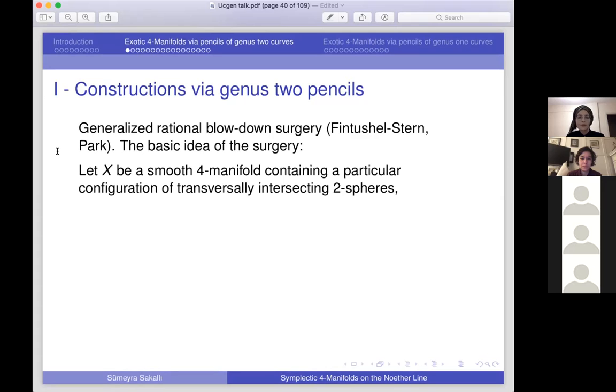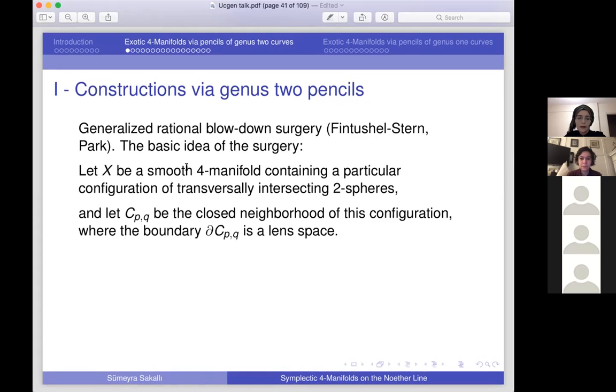Let's say that you have a smooth 4-dimensional manifold X, and let's say that it contains a particular configuration of transversely intersecting 2-spheres. And let's say that we have C_{p,q}, the closed neighborhood of this configuration. Basically, for each S^2 in your configuration, you take S^2 cross D^2. You take their neighborhoods, and you get a smooth manifold out of it. And the boundary is a lens space. It is a special 3-manifold.